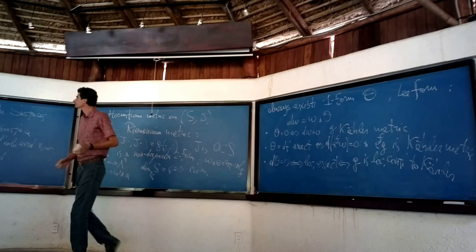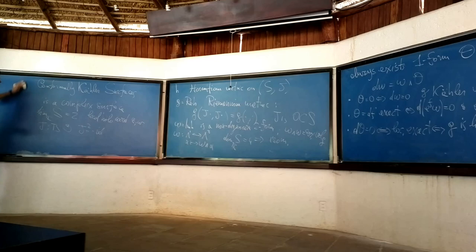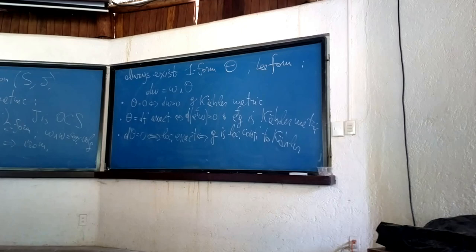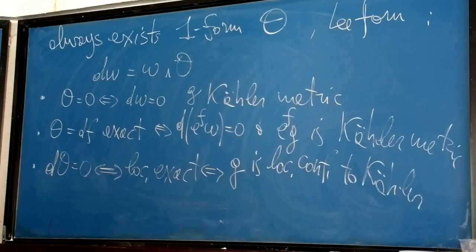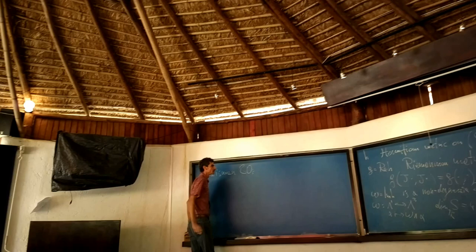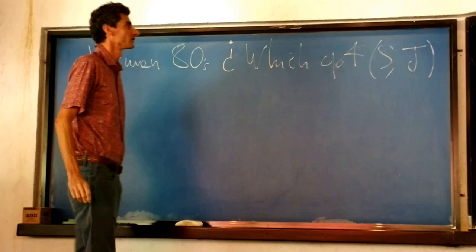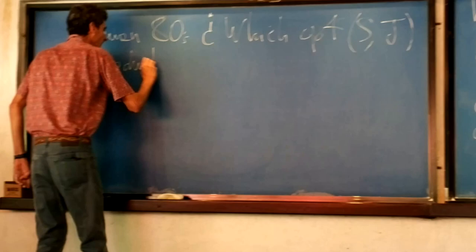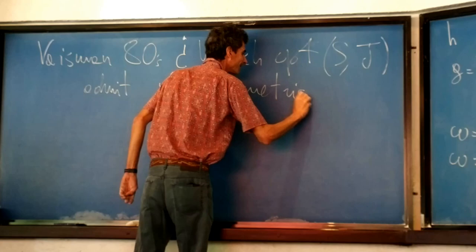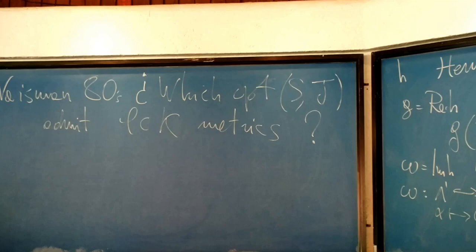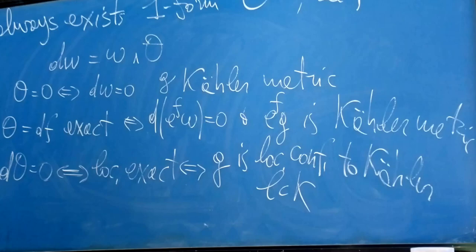And so the question we are interested in today was posed by Vaisman, in the 80s, I think. Which complex surfaces (S, J) admit a locally conformally Kahler metric? This is usually abbreviated by LCK.